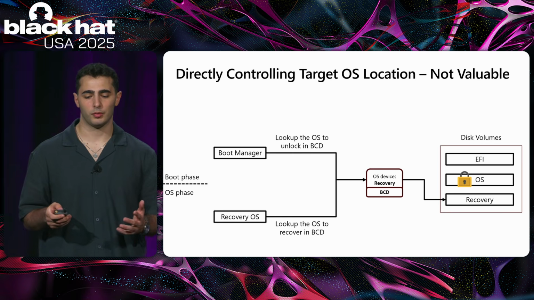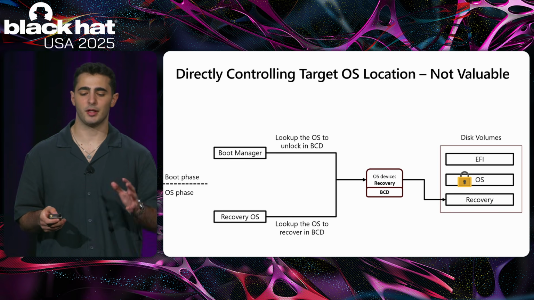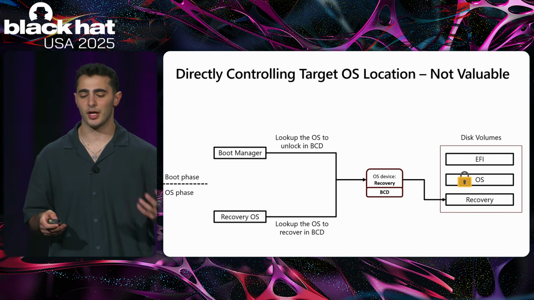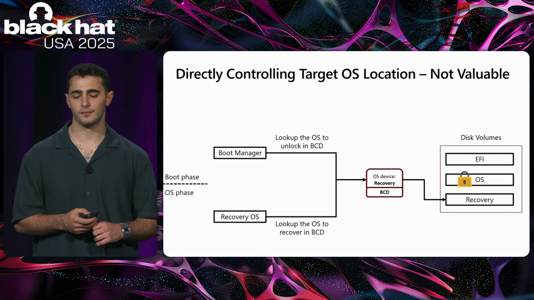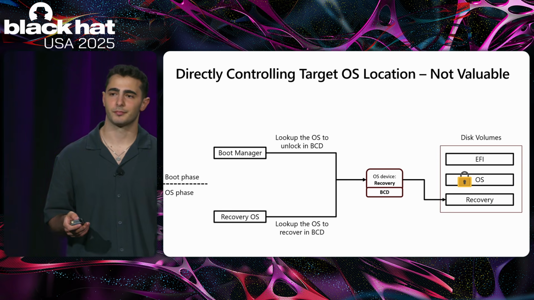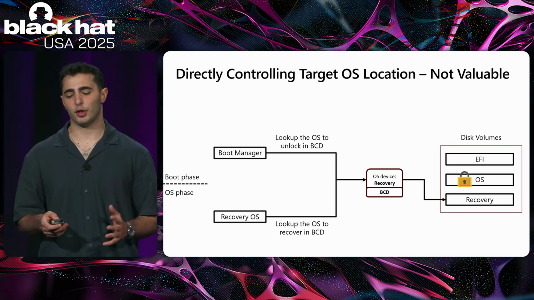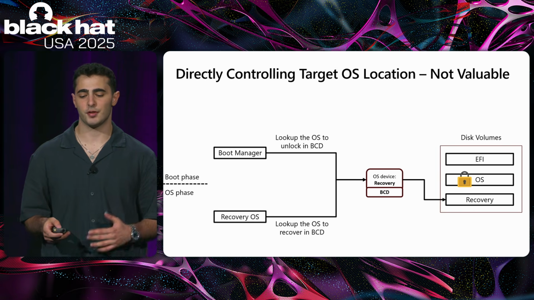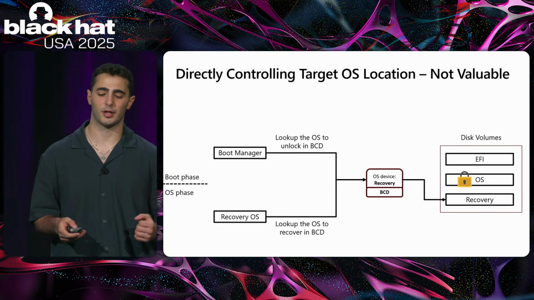Now, we already know that the target OS location is controlled in the BCD store, which we can directly modify. So what happens if we change the location directly in the BCD store? Well, theoretically, it's possible, but it isn't valuable. Let me explain. The target OS location isn't used only by WinRE, but also by the boot manager, which uses it to know which volume it should auto-unlock for WinRE.